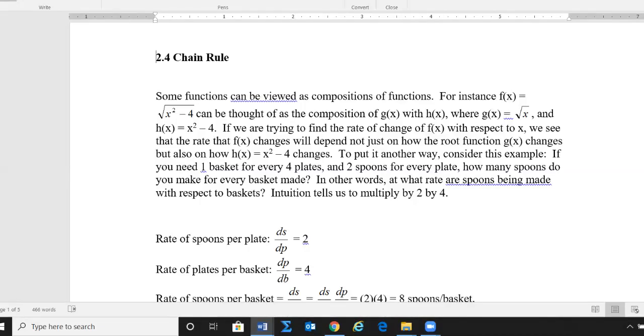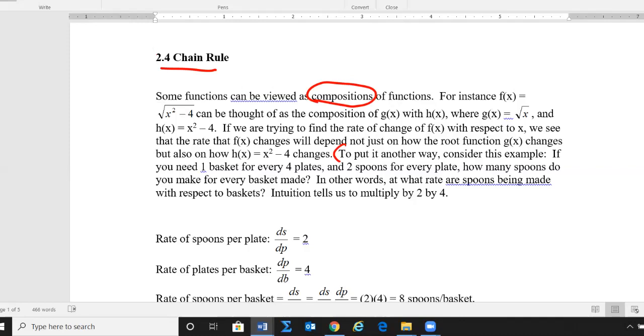Okay, we'll talk about the chain rule. It's all about compositions. That's what the chain rule involves, compositions. I'll try to give you a little example here, a concrete example starting here.